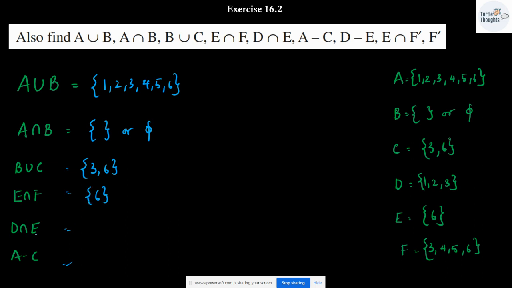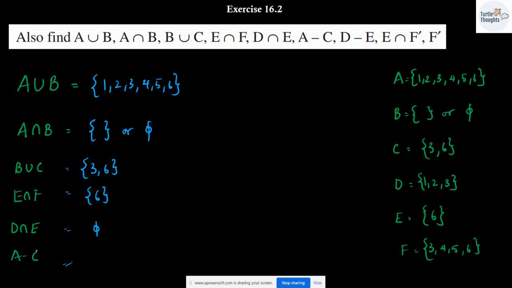D intersection E, all the elements in D and all the elements in E, the common elements. Intersection means the elements which are common. Union means all the elements in A and B, both you have to write. In case of intersection, only the common elements we have to write. In D and E, there are no common elements, so the answer is going to be an empty set.